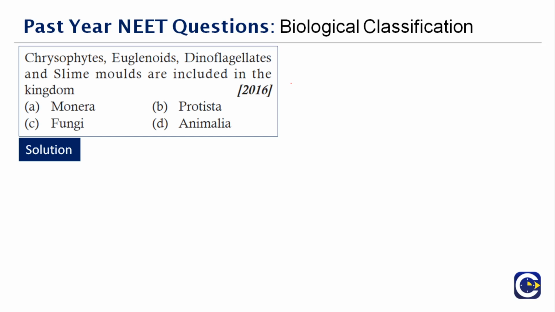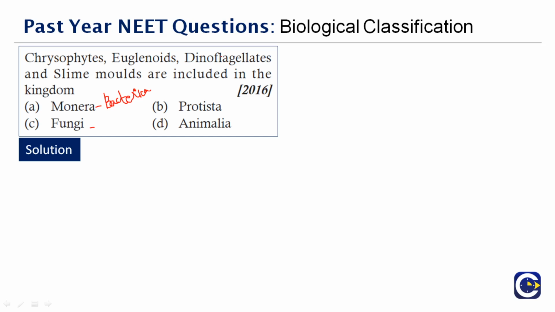Now chrysophytes, euglenoids, dinoflagellates and slime molds, which kingdom do they come under? See, Monera, I said it is bacteria, right? Fungi, it is understood, all the fungi will come under it. Animalia, it is understood, all the animals will come under it, including the mammals. So the leftover is Protista. The correct answer is Protista.